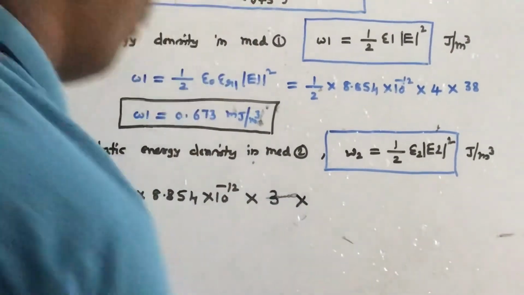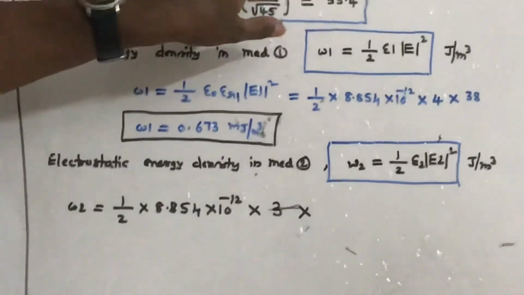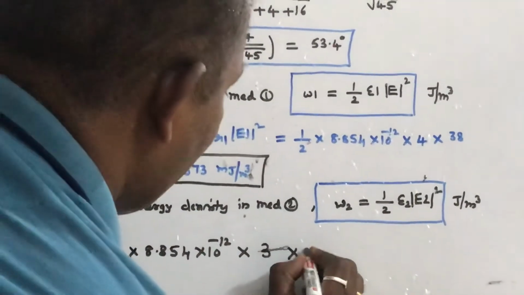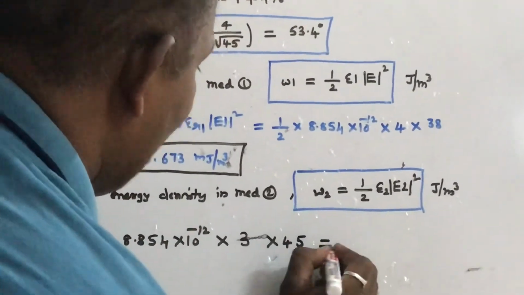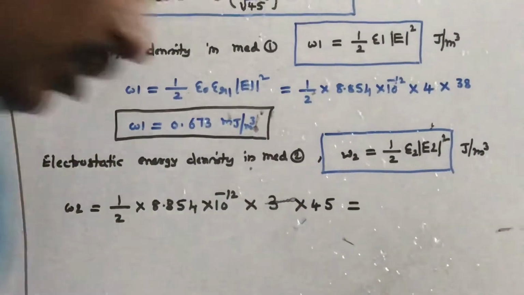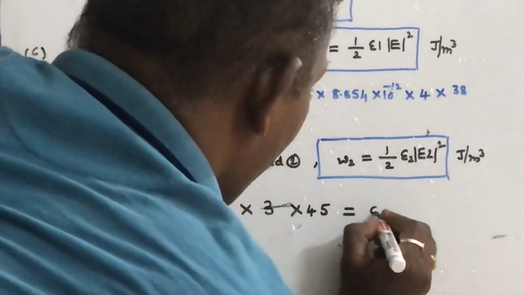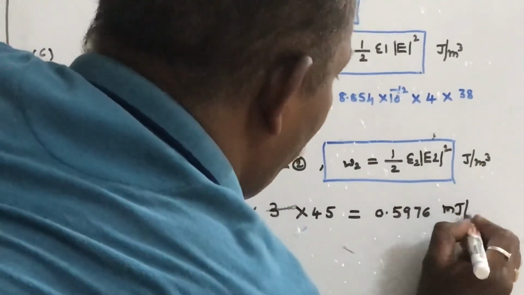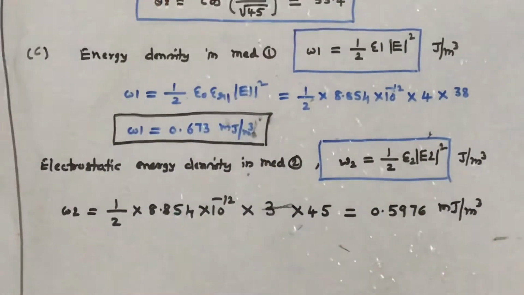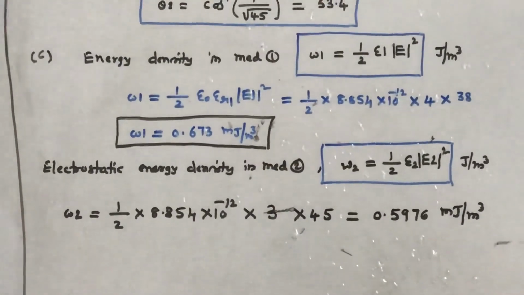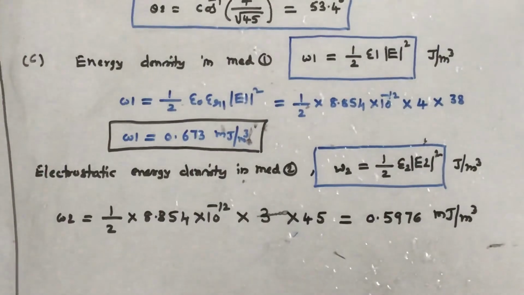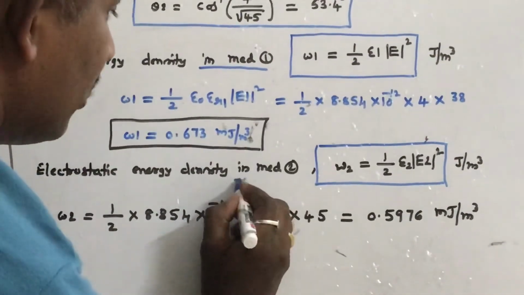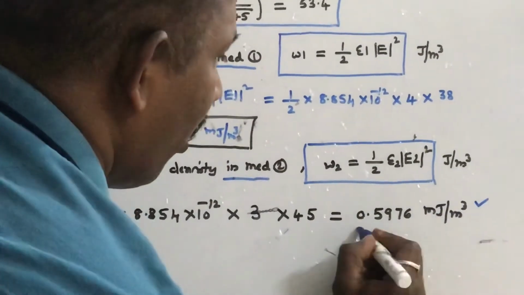into magnitude of E2, which is 45. Root 45 square is 45. So we will get W2 equal to 0.5976 millijoule per meter cube. So this is the answer for the electrostatic energy density in medium 2. So this one is the answer.